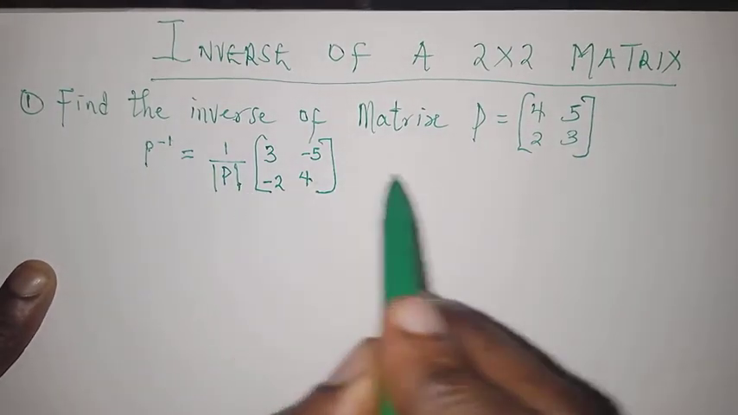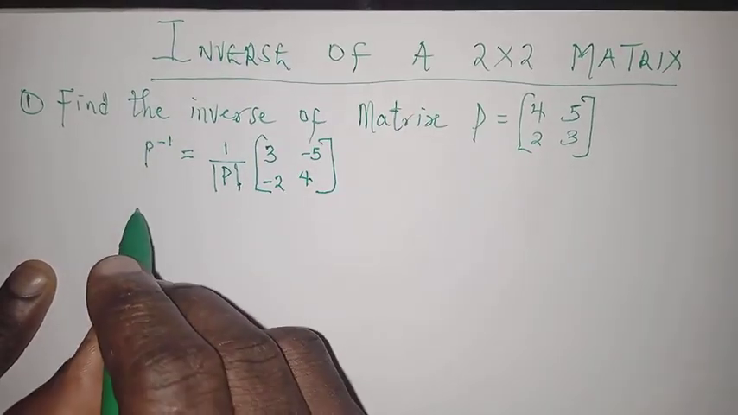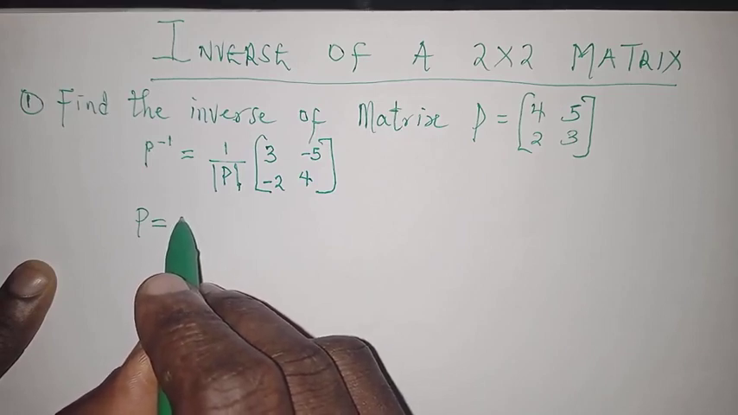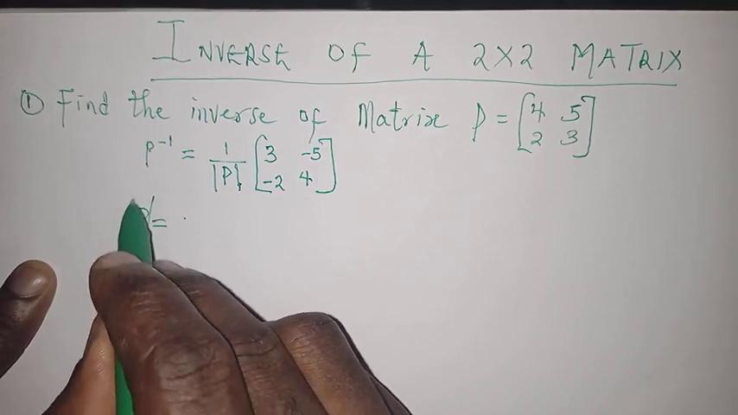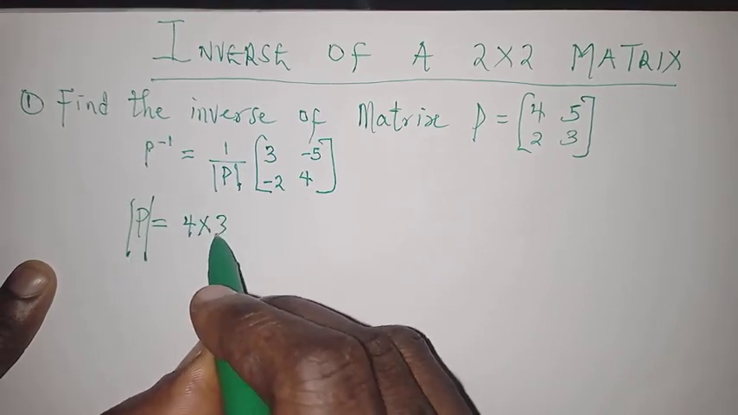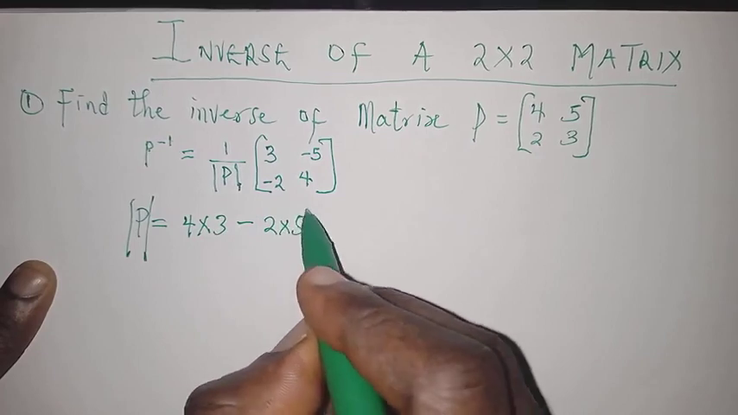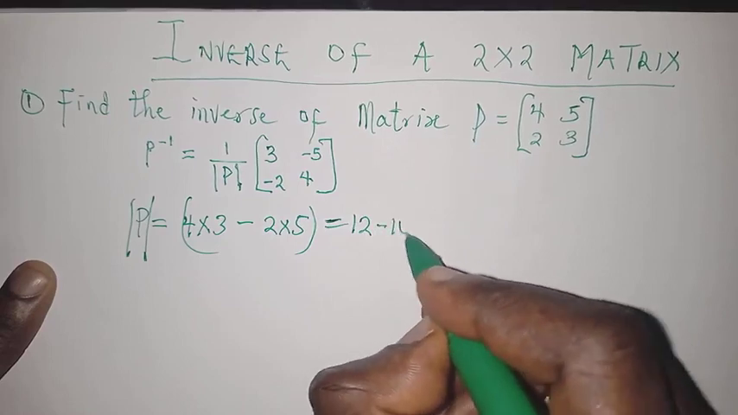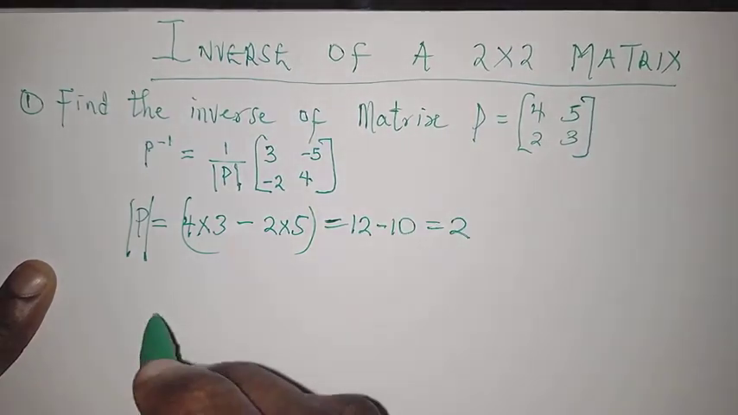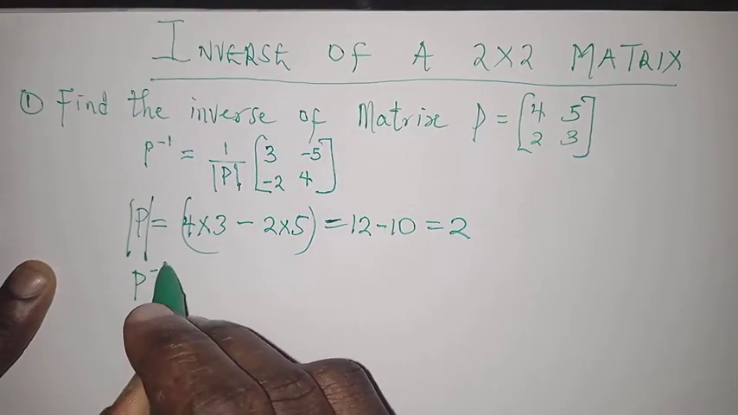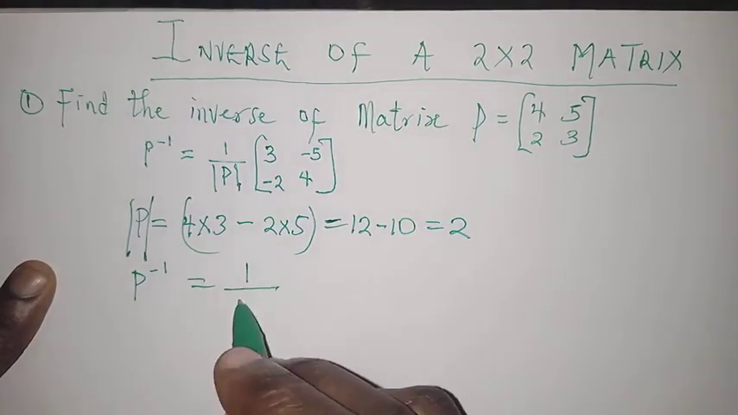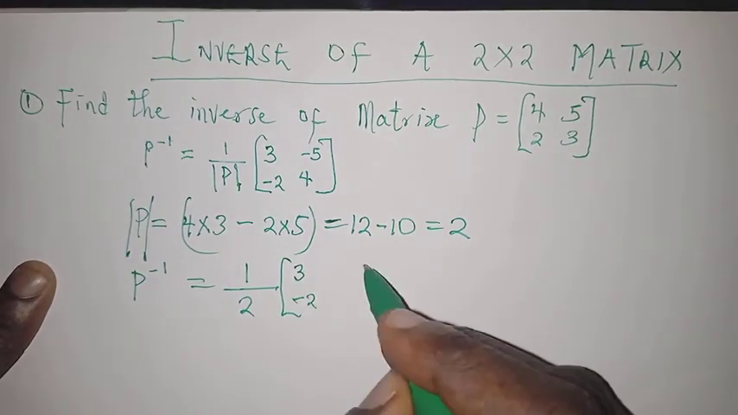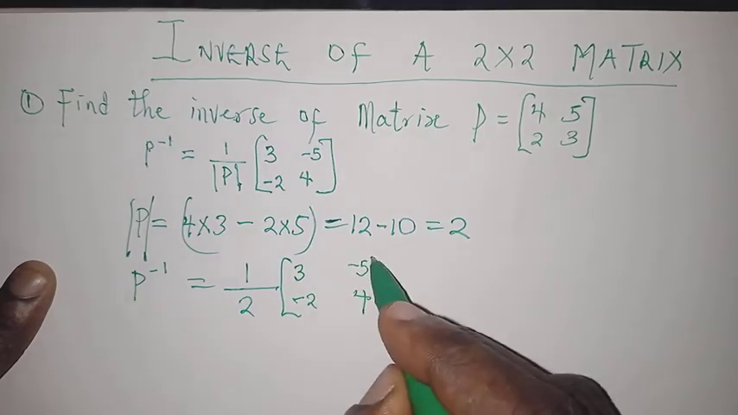So first of all, what's the determinant of P? The determinant of P is simply 4 times 3 minus 2 times 5. So 4 times 3 is 12, 2 times 5 is 10, and that gives me 2. So the inverse of P is simply this: 1 over 2 into brackets 3, minus 2, minus 5, then 4.